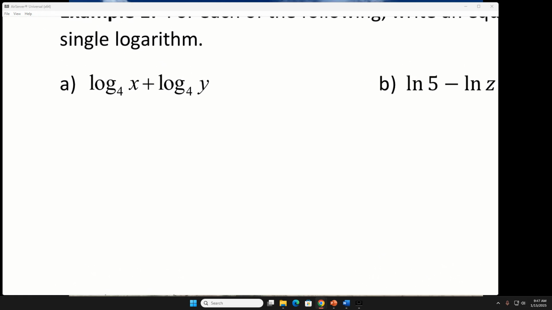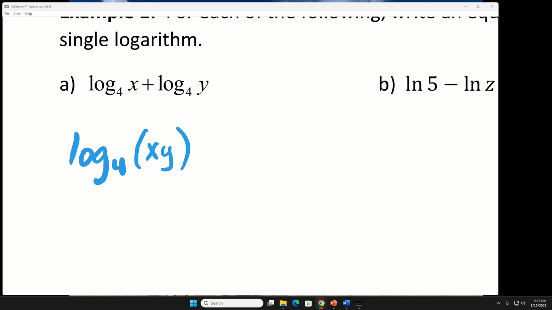All right, so let's do some examples. So this first is a lot of examples. It's A through H that we're condensing them to one logarithm. So when we condense to one logarithm, it's going to be 1 log base 4. And then these logarithms are separated by addition, so what do you think we're going to use to bring them together as one logarithm? Multiplication. So it would be log base 4 of x times y.